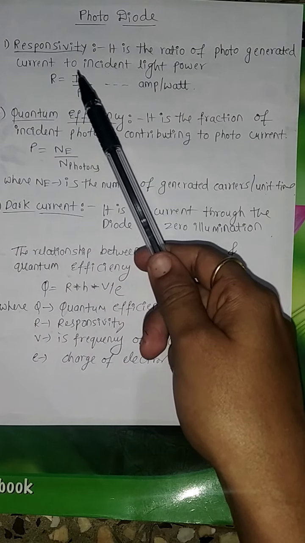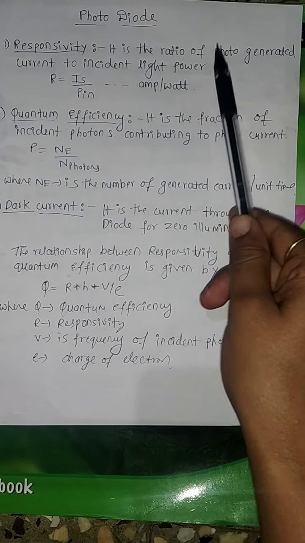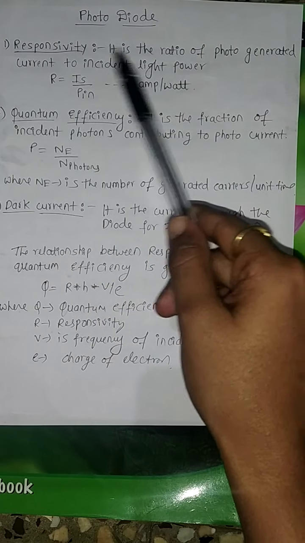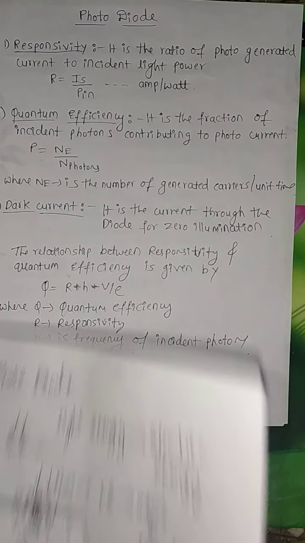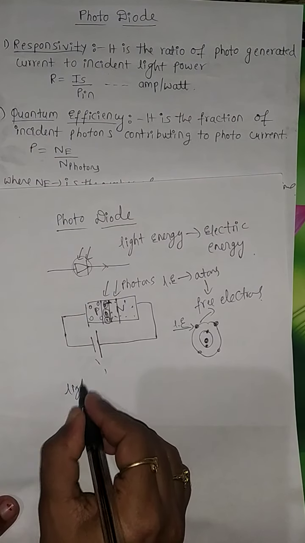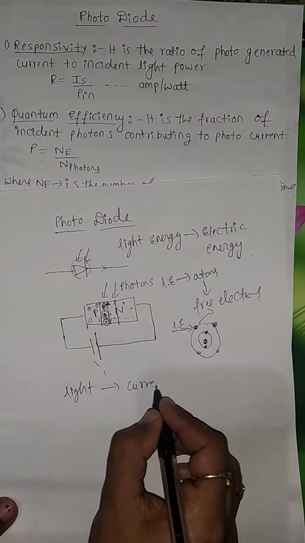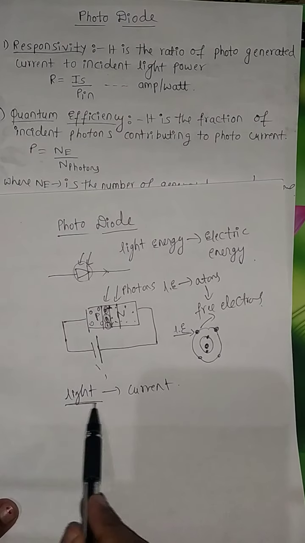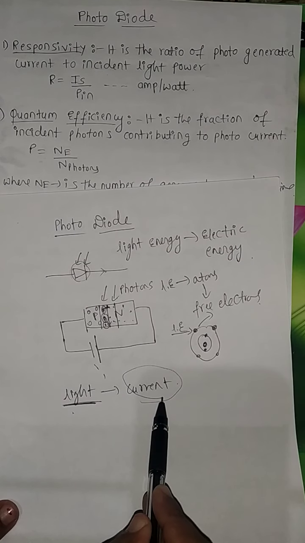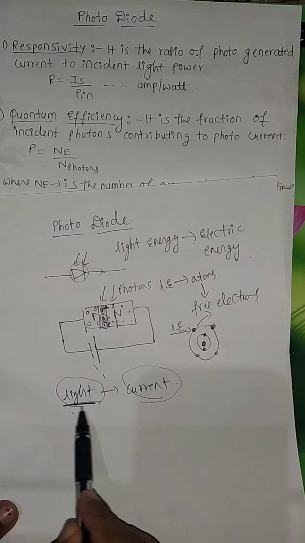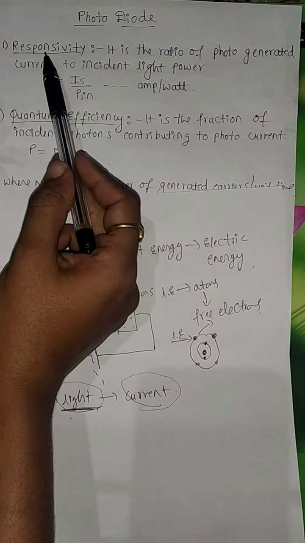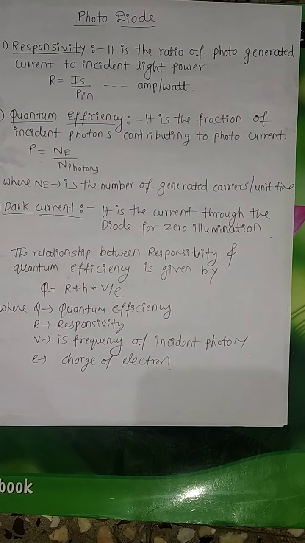Responsivity is nothing but the ratio of photo generated current to incident light power. As I already told you, when light is incident, it will create current. So if you take the ratio of how much current is generated to how much power the incident light has, then it gives the responsivity term.